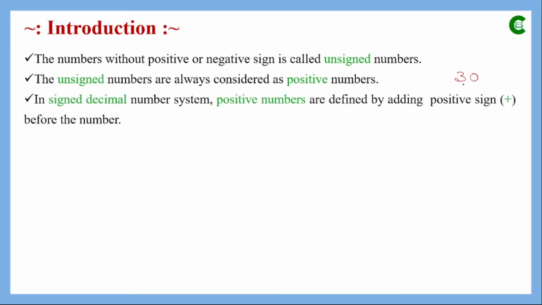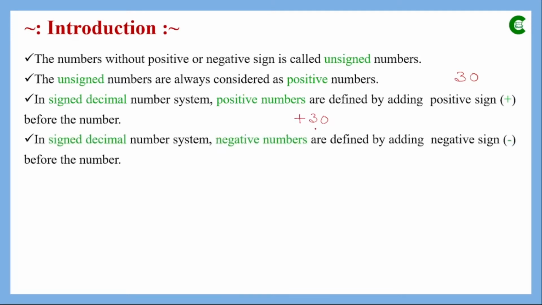Suppose the value is 30, and if we want this to be a positive number, then we have to mention a plus sign before that number, and that's how we do it in the decimal number system. Now suppose it is a negative number, and again the value is 30, but this time negative. Then we have to mention the negative sign before that value or magnitude. That's what happens in the decimal number system.